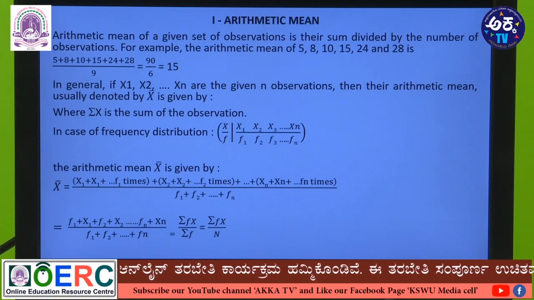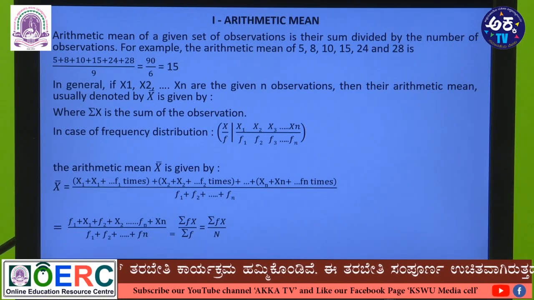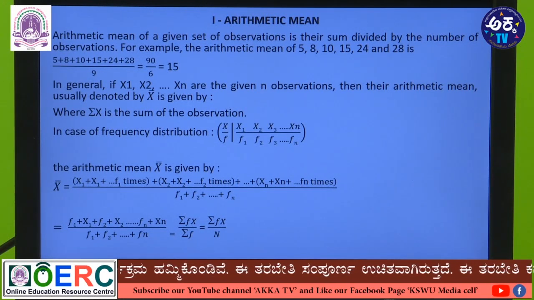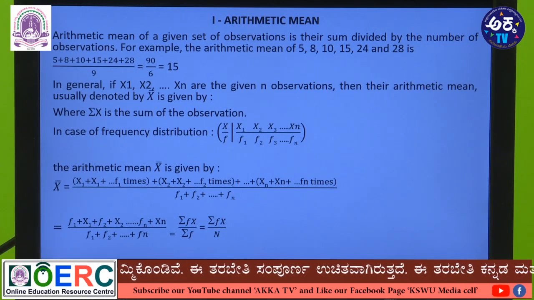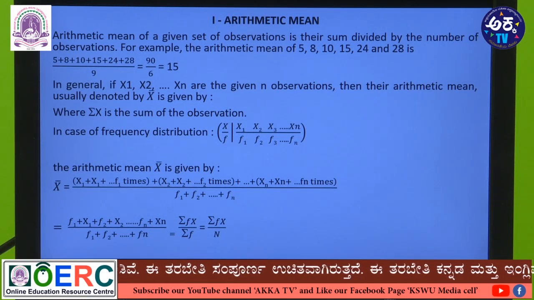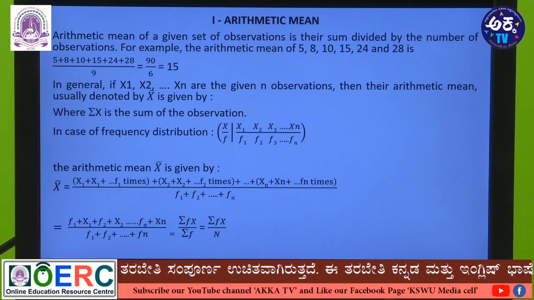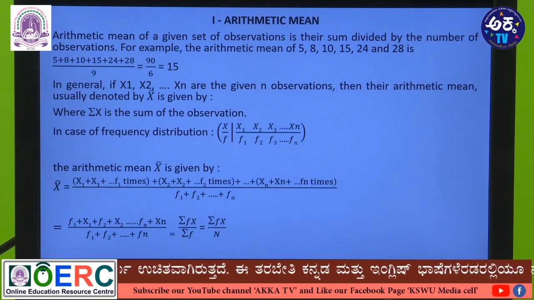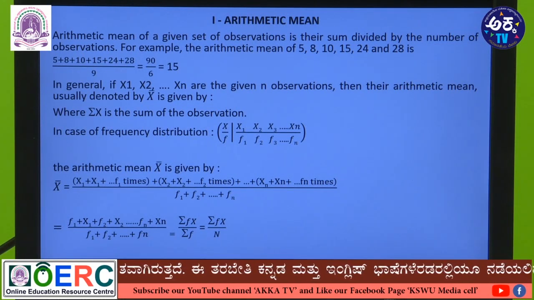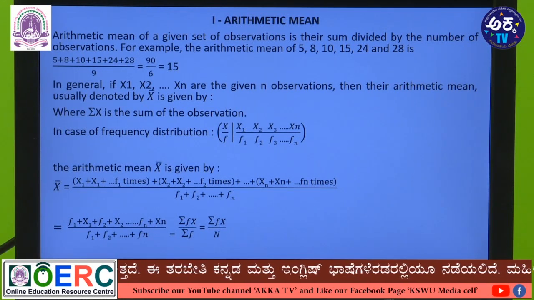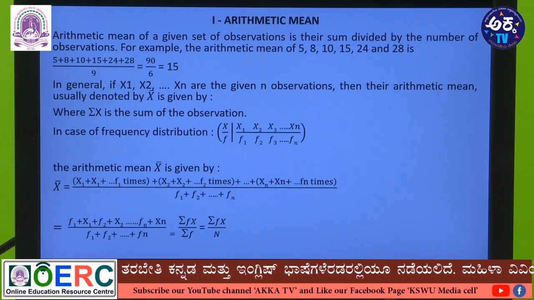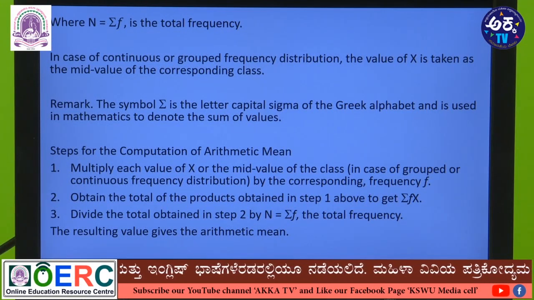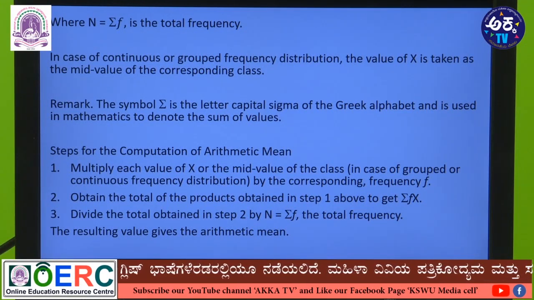In general, if x1, x2, ..., xn are the given n observations, then their arithmetic mean, usually denoted by x bar, is given by summation of x divided by n. The details of how the formula for arithmetic mean has been developed are given here, where n is simply the total number of frequencies.